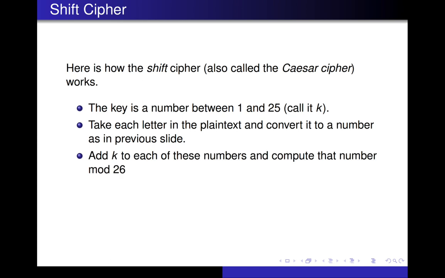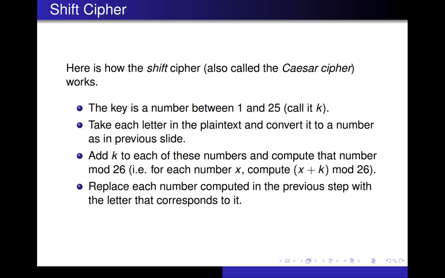Then what you're going to do to each of those numbers is add k to each of those numbers. Now that can be problematic if you get a number that's bigger than 25, so to make it so that it's between 0 and 25, you're going to compute that number mod 26. So if you have a number x, you just compute x plus k mod 26. Then what you're going to do is replace each of those numbers with the letter that corresponds to it in the chart that we had before. So if you had a number 3, for instance, you'd replace that with the letter D because 3 corresponds to D when we're representing letters by numbers. And that will become your ciphertext.